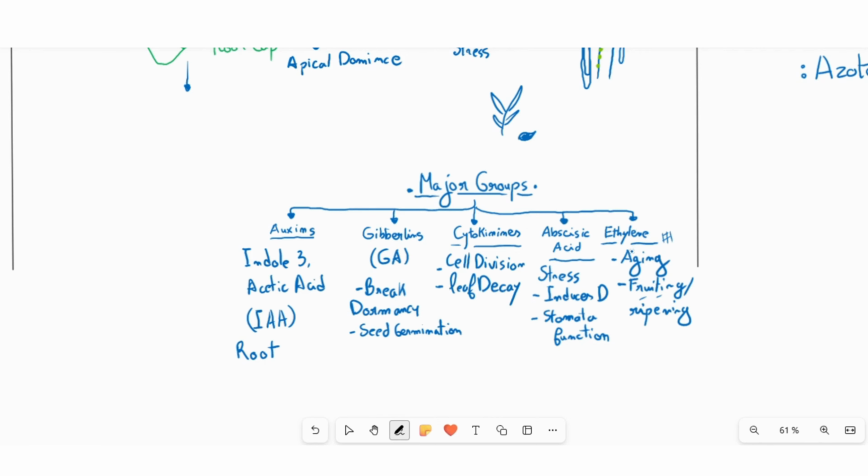However, in some cases, like for example PGPR, they will degrade ethylene into ammonia, and this will help them promote growth without stopping the process of aging but slowing it down.